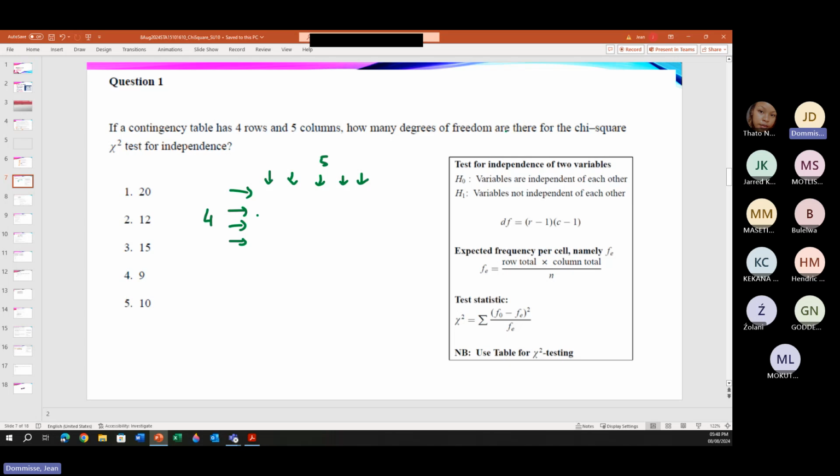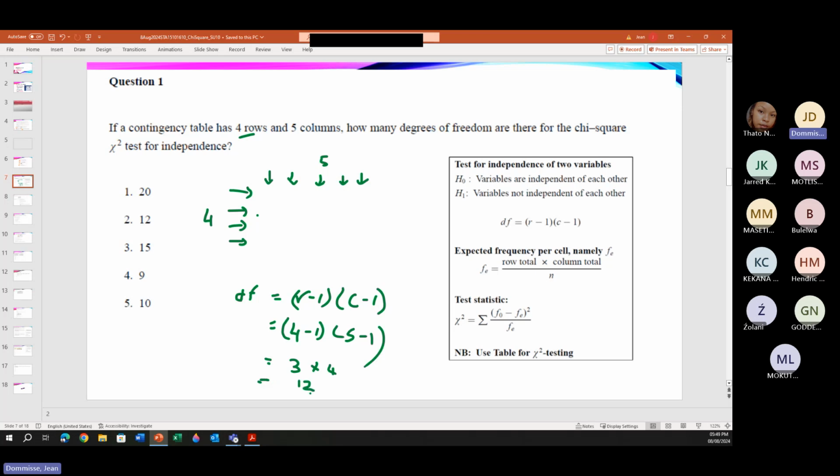How many degrees of freedom are there for the chi-square? Okay, so we know degrees of freedom for chi-square is rows minus 1 times columns minus 1. So rows, they told us there's 4 rows, so 4 minus 1. And they told us there's 5 columns, so 5 minus 1. So we've got 4 minus 1 is 3, times 4 is 12.